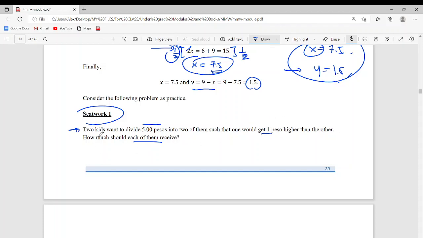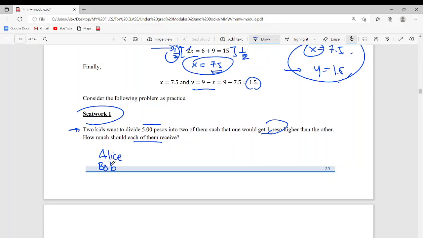Let's say the two kids are Alice and Bob. We let Alice be higher by one peso than Bob. What do you think about that? Parang mas mataas siya ng isa kay Bob, ano. But we can actually write this another way.